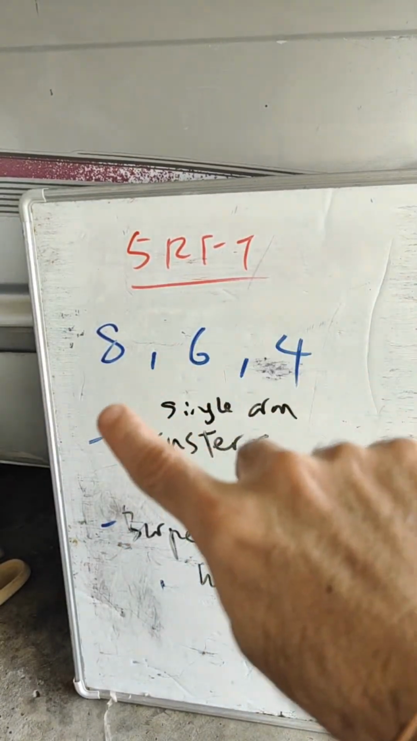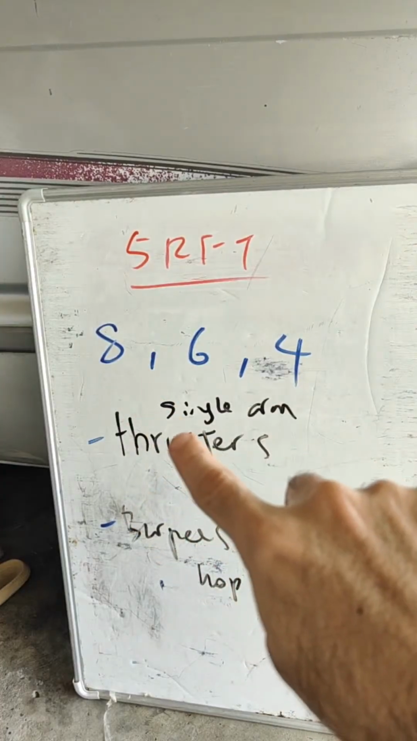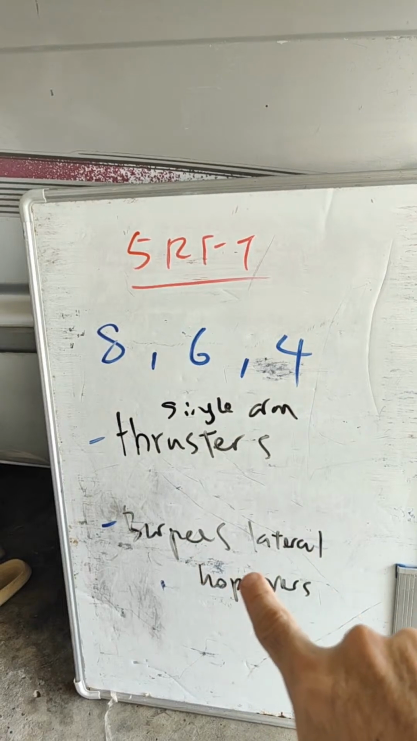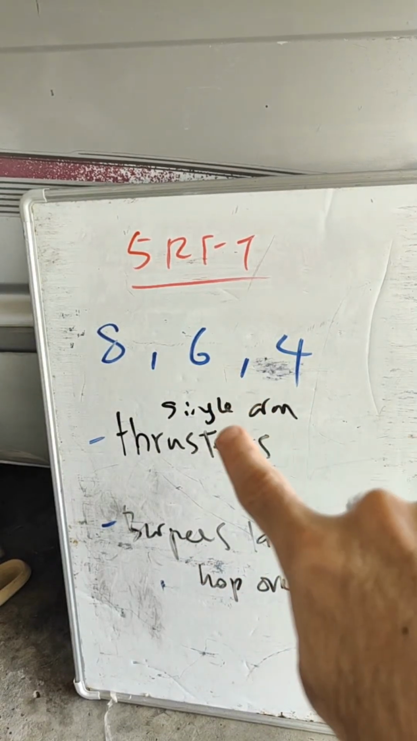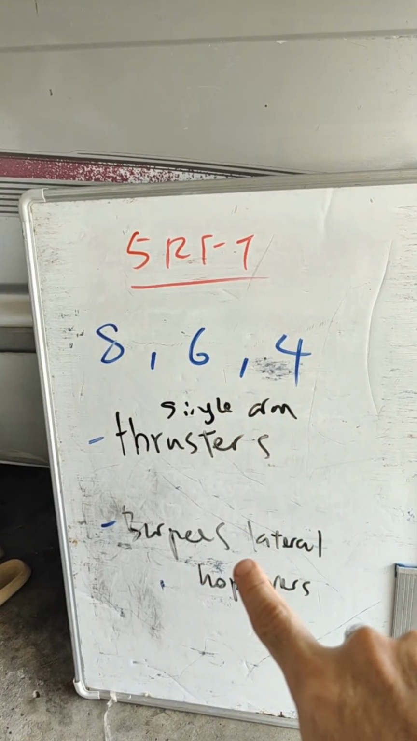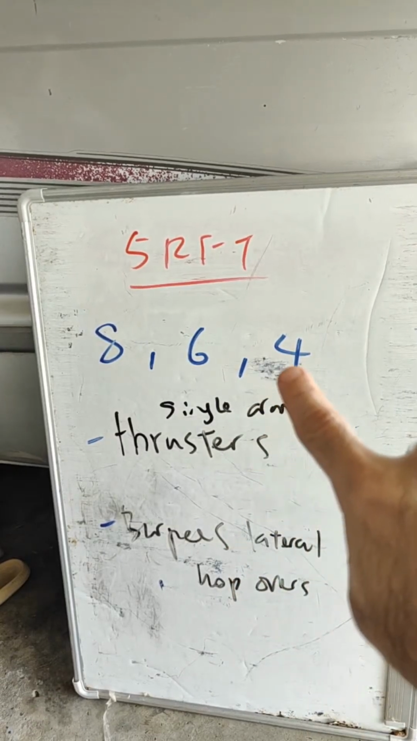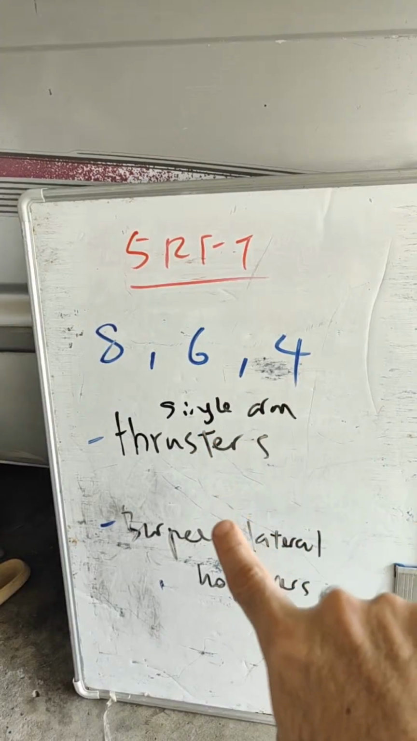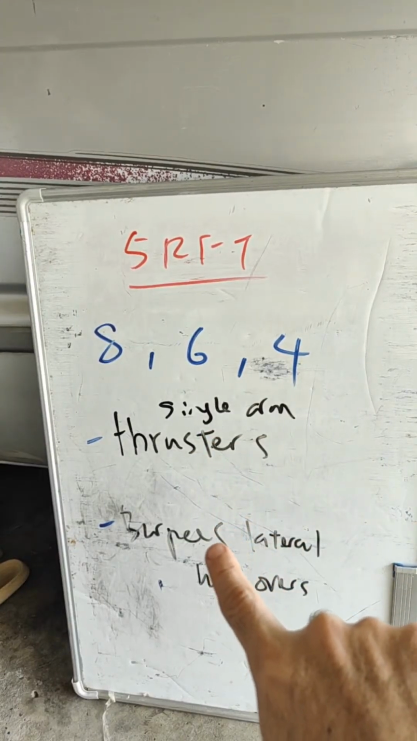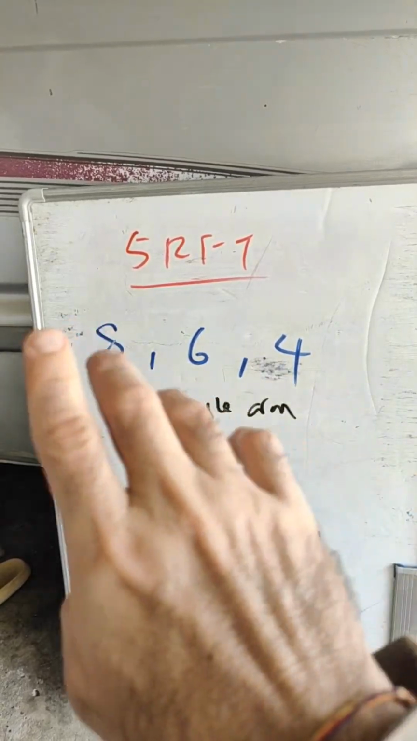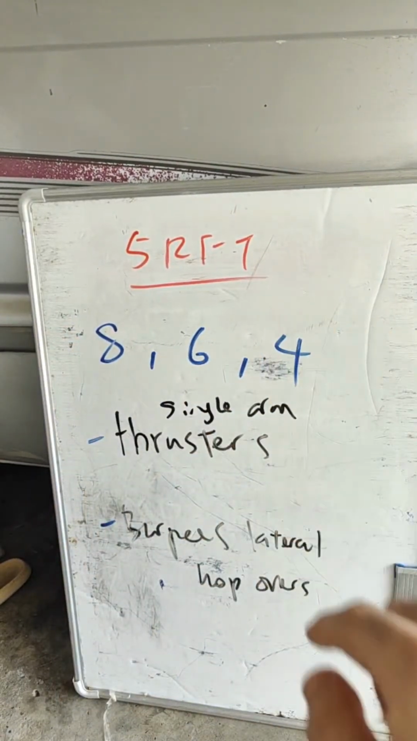Every single round will consist of 8 single arm thrusters, 8 burpee lateral hopovers, 6 single arm thrusters, 6 burpee lateral hopovers, and 4 single arm thrusters, and 4 burpee lateral hopovers. That will be 1 single round. So you have to do that 5 times, 5 rounds. All right.